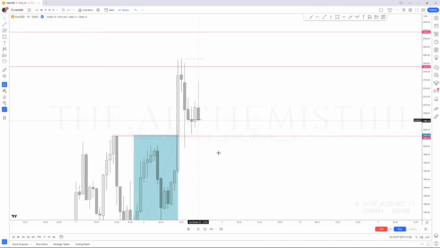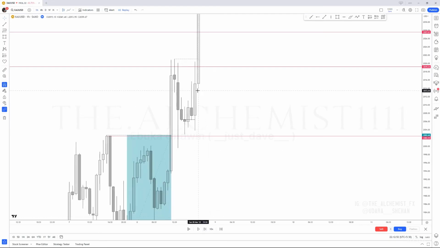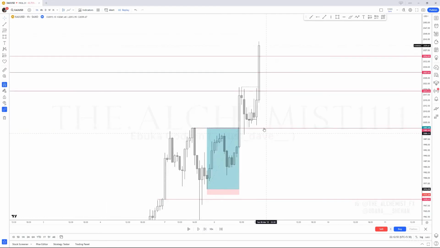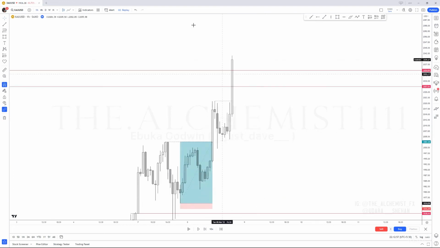It got back into that support itself, see? And then it did this. But that's okay. If it is not your confirmation, just don't take it. That's it. So I told you, master one setup. That is the best way to make money. With this momentum, you wouldn't take it. You mean the buy or the sell? The sell?